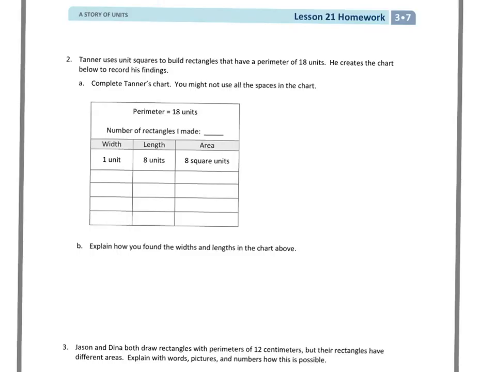So what I'm going to do for this is I'm going to start by looking at my perimeter of 18, and I want to divide it by 2 to get 9. So I'm going to find all of the combinations where two numbers added together get me 9, and I see I have 1 and 8 here.